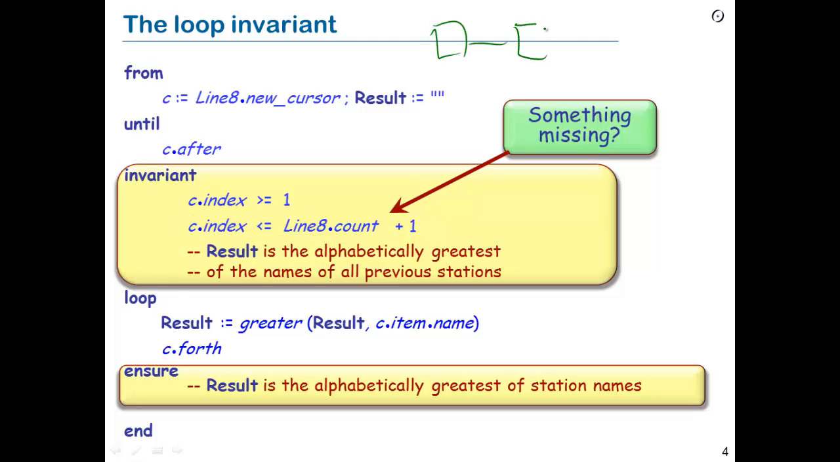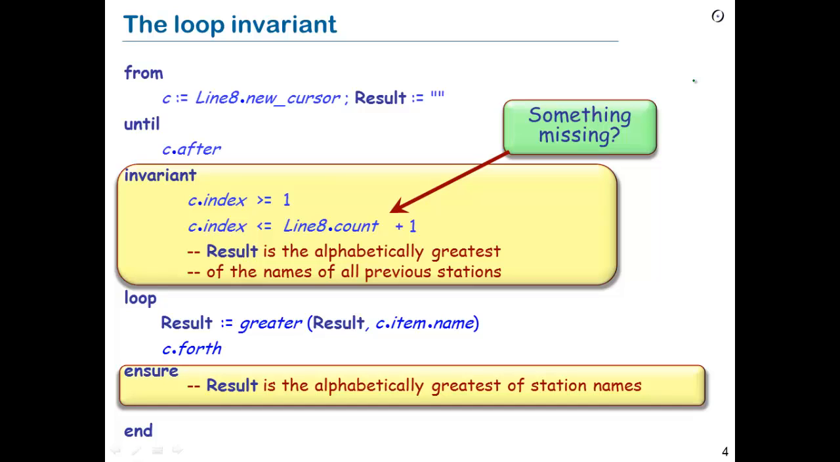If we have the list here, the last time through the loop, before we can find that c.after holds, we are going to move the cursor one position, and so c.index will be line 8.count plus 1. So you see how careful we have to be. Of course, this is only in the invariant here. It doesn't affect the execution of the program, but it's typical of the kind of off-by-one, as it's called, mistake in reasoning that can affect programs as well as assertions about programs. So we really have to be careful. Okay, so sorry for playing this little trick on you.